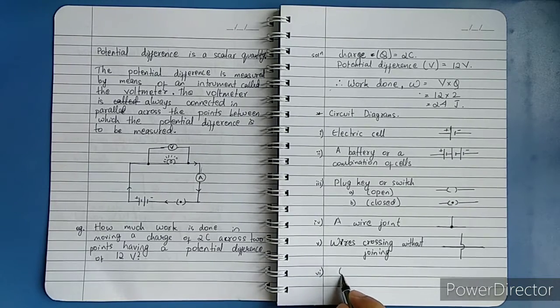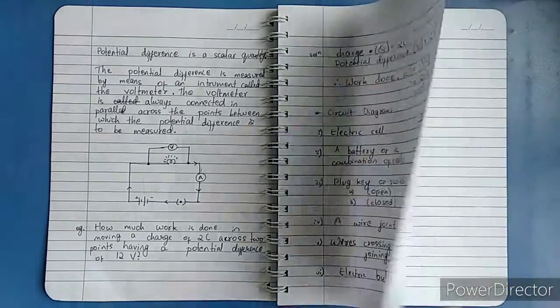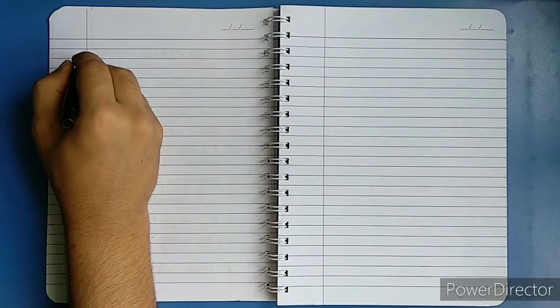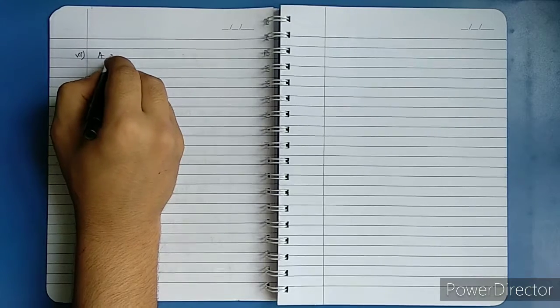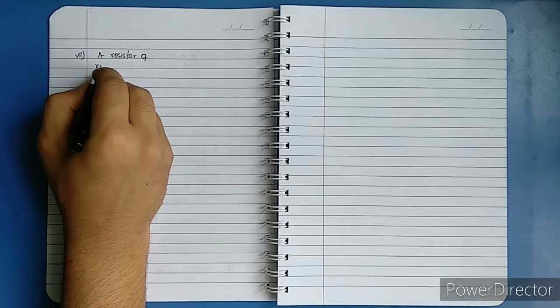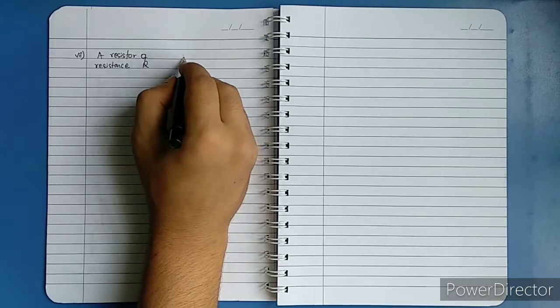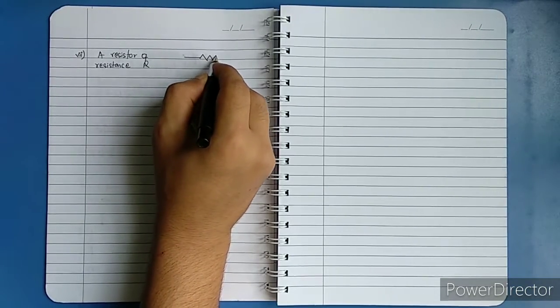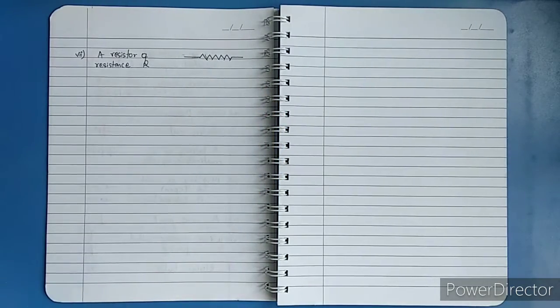Number 6, an electric bulb is denoted by this. Number 7, a resistor of resistance R. We'll come to what resistance is in the next class. For now, just remember that this denotes a resistance R.